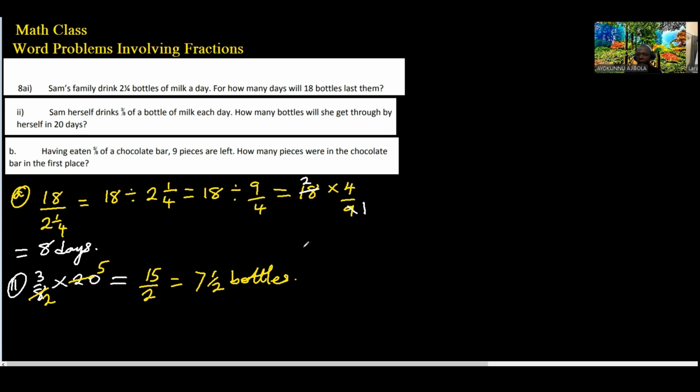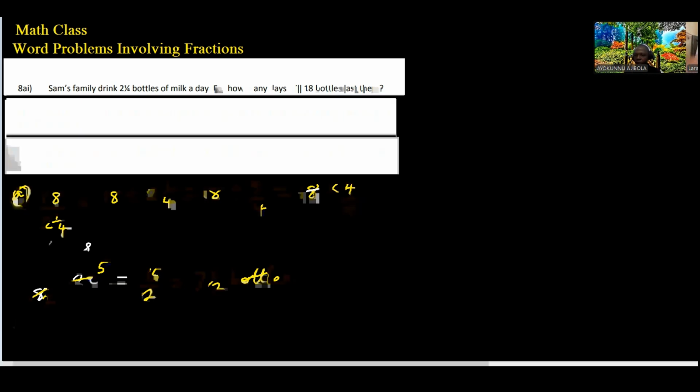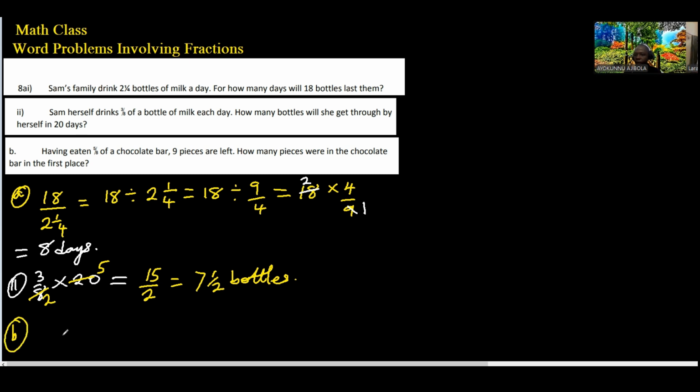Okay. Then for the last aspect, which is option B, we have: having eaten 5 over 8 of a chocolate bar, 9 pieces are left. How many pieces were there in the first place? Okay, excuse me. You've eaten a part of something and it now remains 9. Are you with me? Yeah. You've eaten a part of something and it now remains 9. So that means the initial amount, should it be greater than 9 or less than 9?